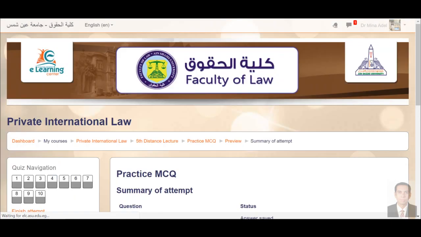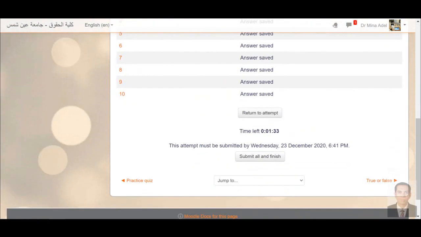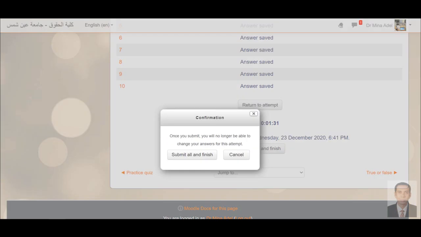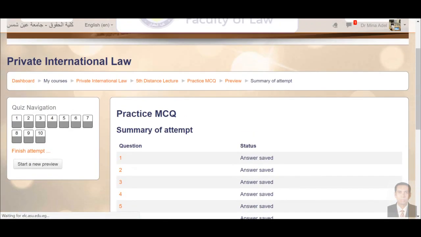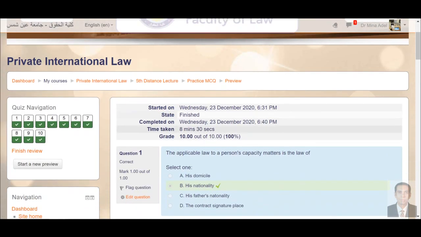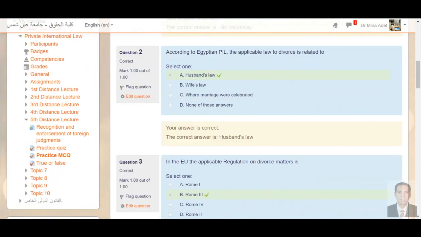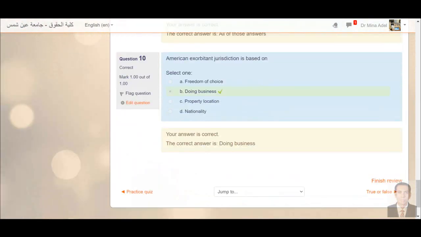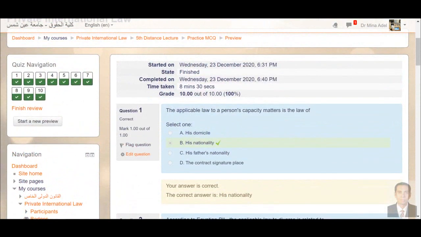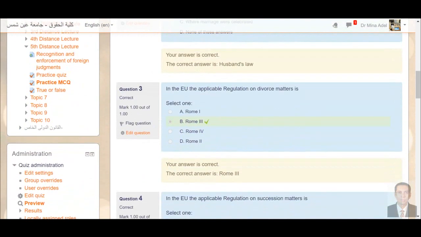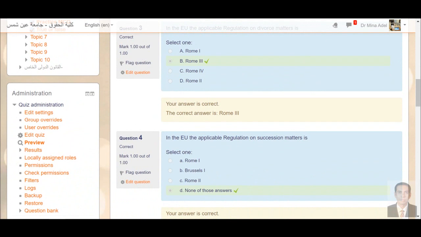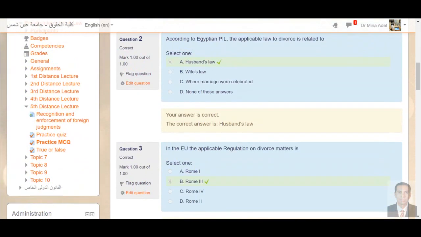So we choose this one and click finish attempt. And we have to submit. So we'll confirm our answers. So here we have all correct, as you see at the left of the screen, all in green. So we have 100% here, 10 out of 10, all correct. So now I tried just to resolve this quiz with you.